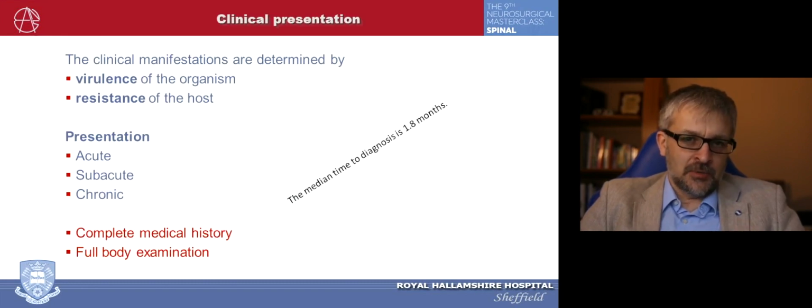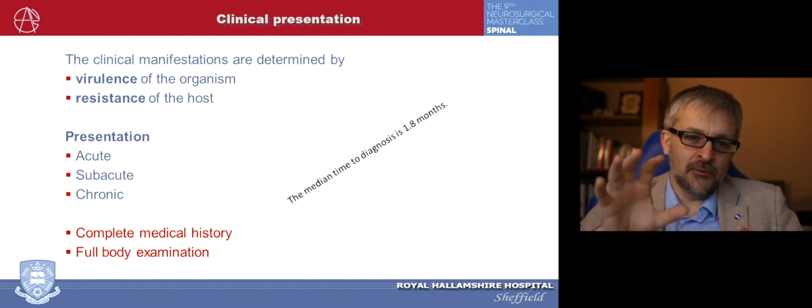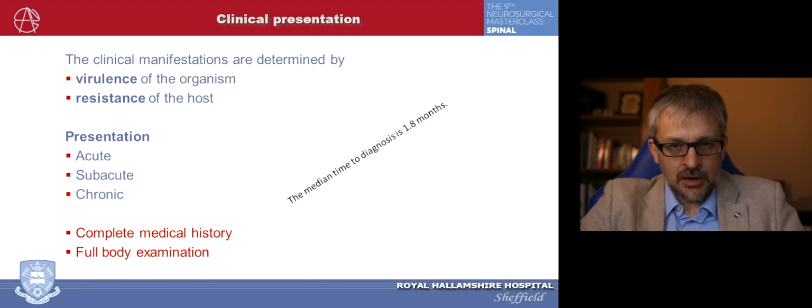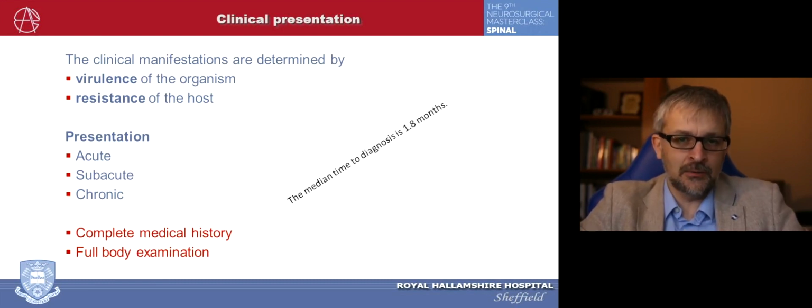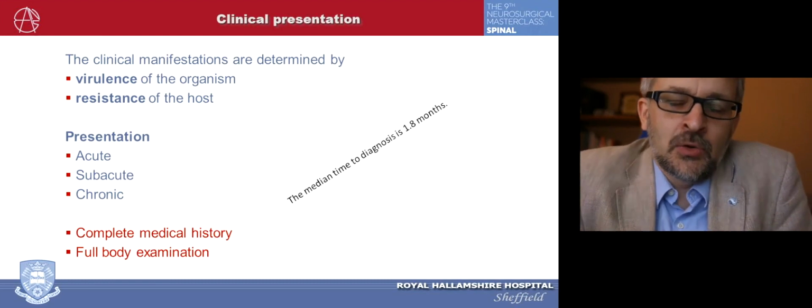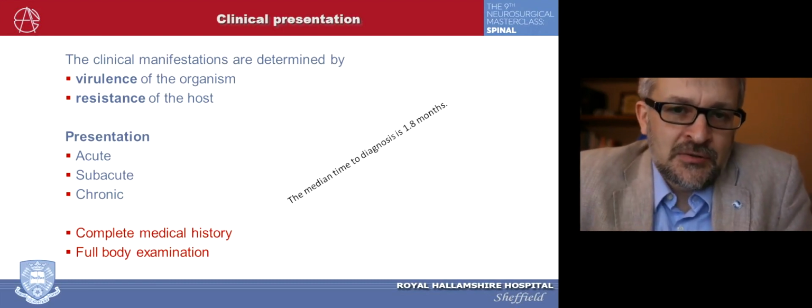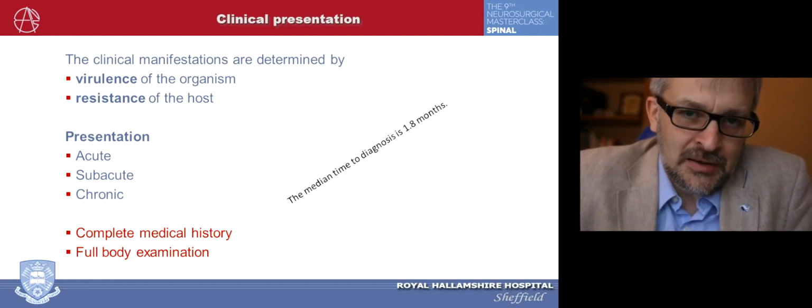Clinically, what the patients with infection have, initially, they may have some general manifestation of infection, and this manifestation very much depends on the virulence of the organism, but also on the resistance of the host. So at presentation, the presentation can be different. It could be acute presentation in aggressive infection, it could be subacute or even chronic. So it's very important to take complete history.